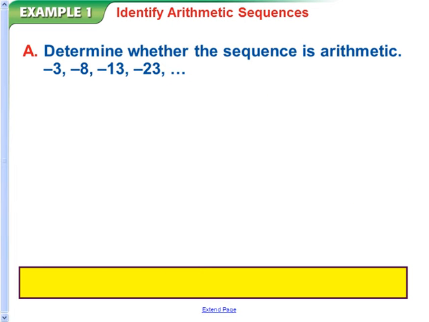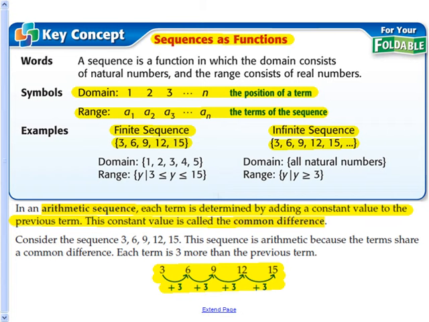So let's take a look at this problem first. Determine whether it is an arithmetic sequence. Well, if we go back to your notes, arithmetic sequence, just a second. Yeah, it's at the bottom here. Arithmetic sequences have a constant term that is being added. Okay, and we call this the common difference.